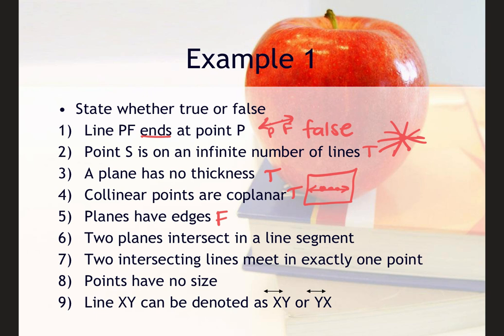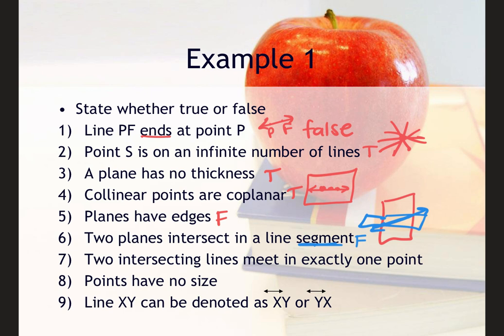6, 2 planes intersect in a line segment. So remember those 2 planes that we had crossing before? They met at a line, but not a line segment. They met at just a line. So this would be false because of the word segment.